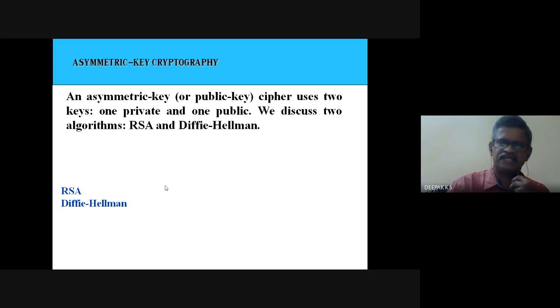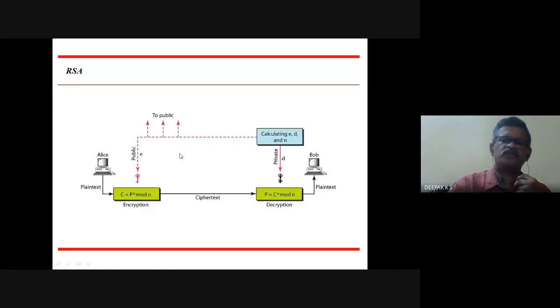And we have asymmetric key, in which there is a public key, and using the public key, Alice would send it, and Bob would use the private key. And there are two standards you need to know, named after their inventors: RSA and Diffie-Hellman. So finally, this looks like this.